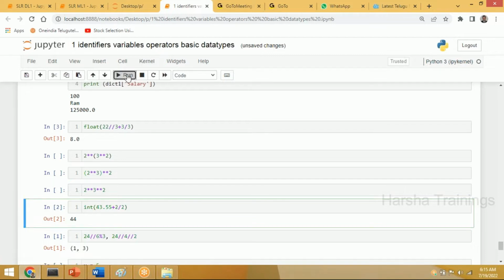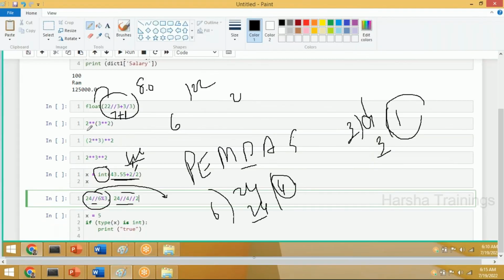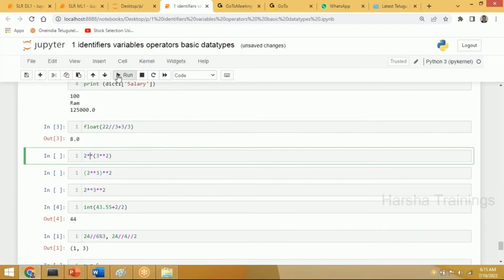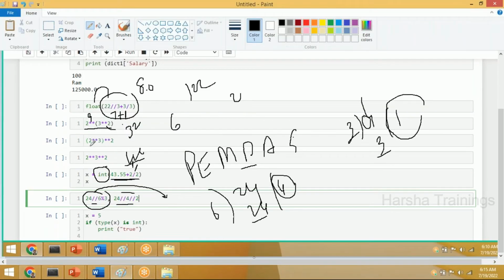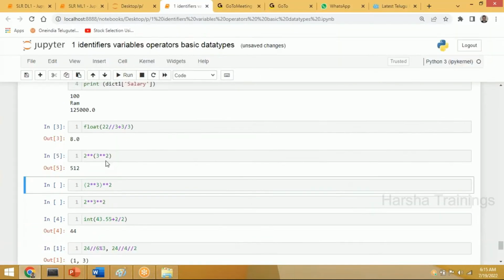Now another big thing is here. Can you please respond for this? Here the parentheses execute first. 3 to the power 2: 3 square is 9. Then finally 2 power 9, whatever the value we have, that will come. Then come back here. This will execute first: 2 cube is nothing but 8. 8 to the power 2 is nothing but 64. That everyone knows about. Clear? Yes.